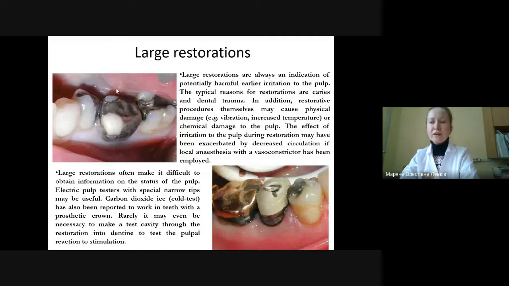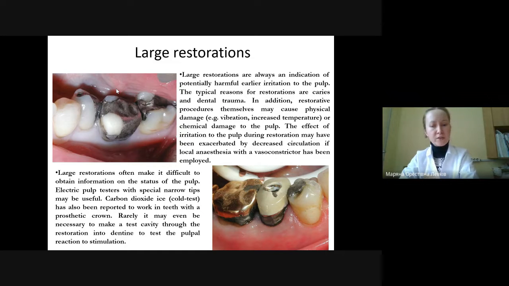Large restorations are always an indication of potentially harmful early irritation to the pulp. The typical reasons for restoration are caries and dental trauma. In addition, restorative procedures themselves may cause physical damage, for example, vibration, increased temperature, or chemical damage to the pulp. The effect of irritation to the pulp during restoration may have been exacerbated by decreased circulation in local anesthesia where the vasoconstrictor has been employed.